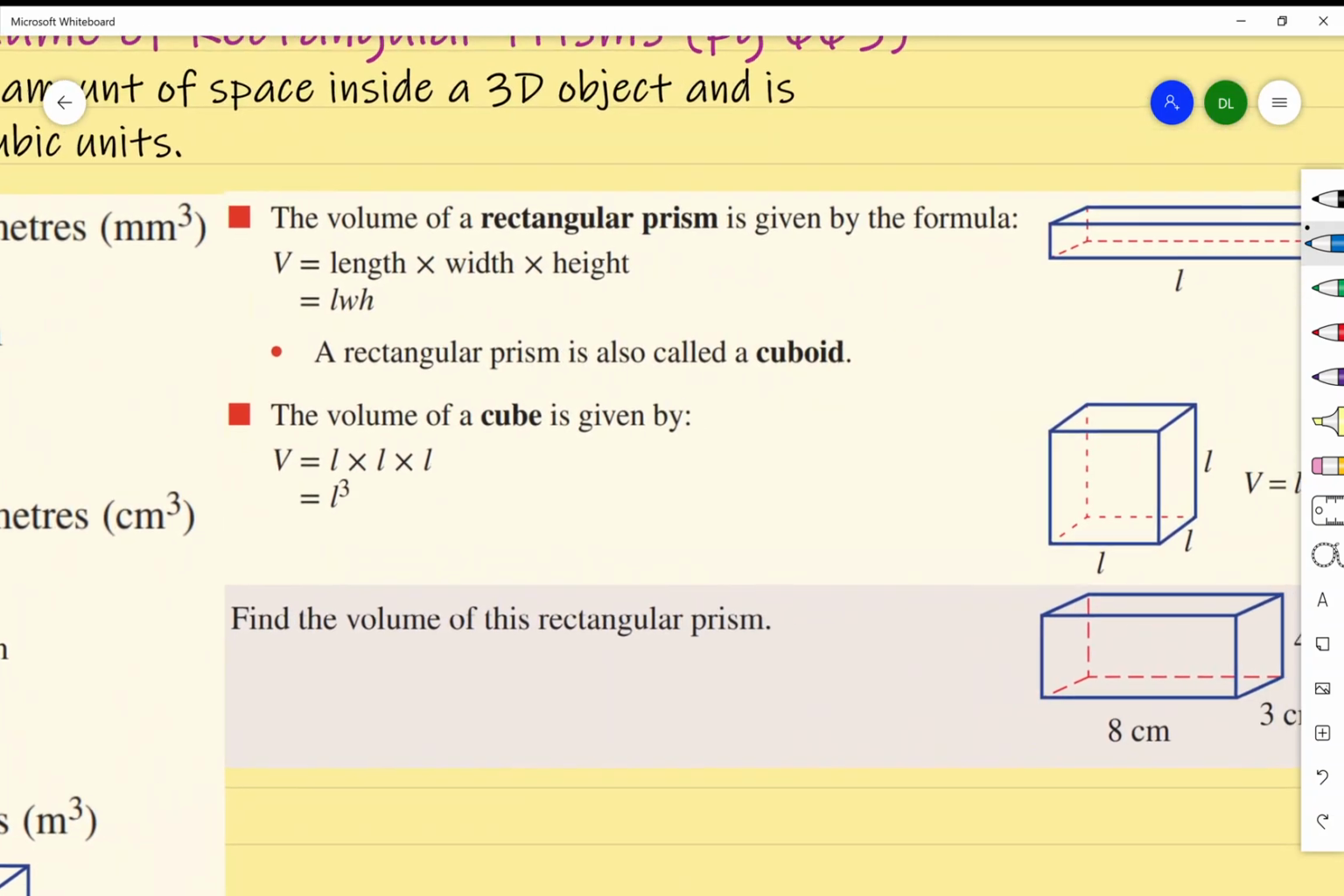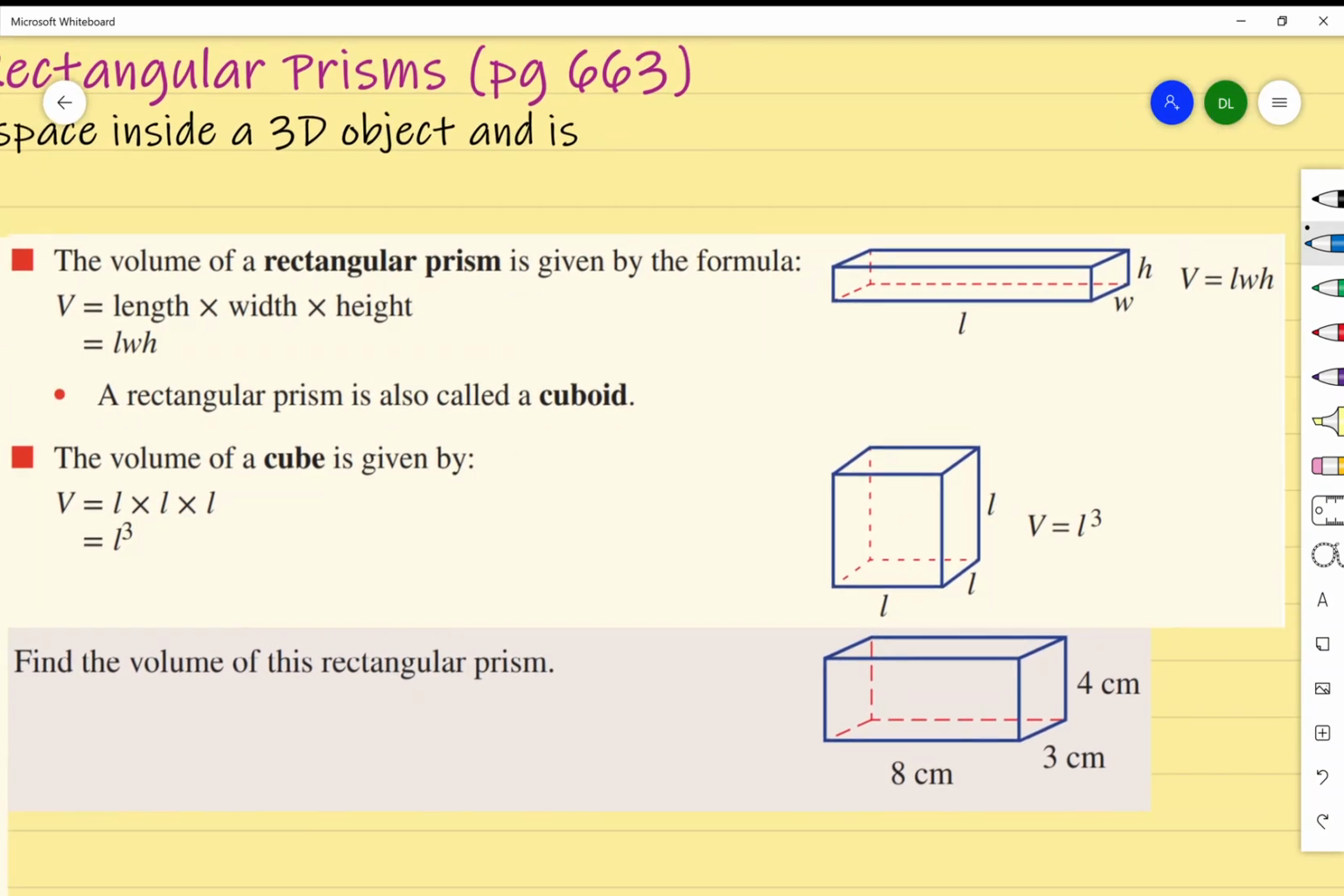Okay, so for the formula for a rectangular prism, can I get you to copy down just the part that I'm highlighting now? Volume of a rectangular prism is given by the formula length times width times height, or LWH. Another name for a rectangular prism is a cuboid, just giving you a heads up. An interesting fact: just like how a square is technically a rectangle, a cube is technically a rectangular prism. Technically. No one calls it that, but technically speaking.